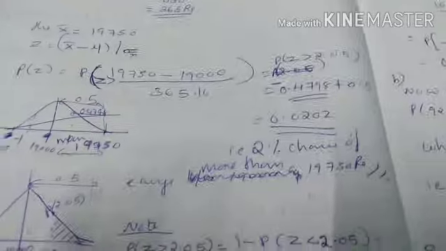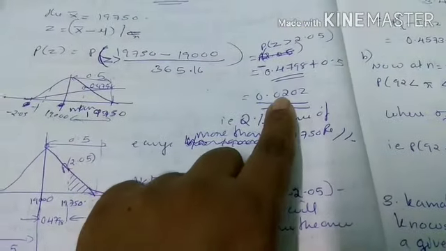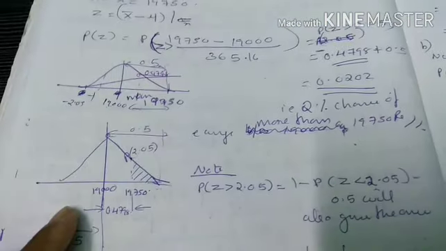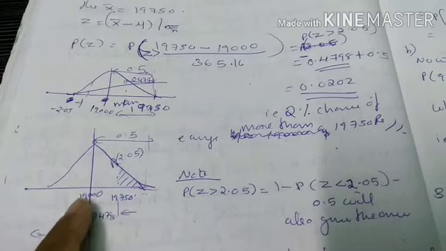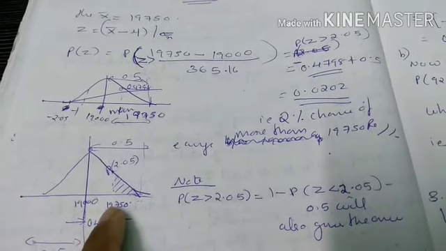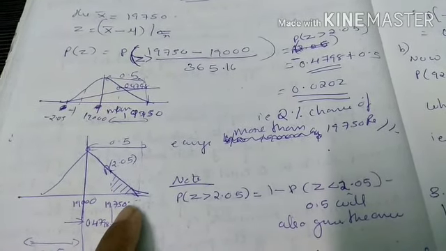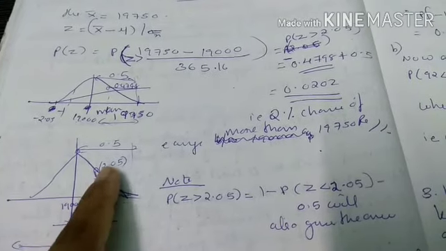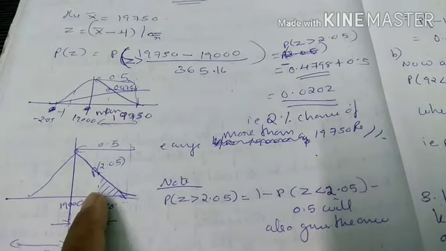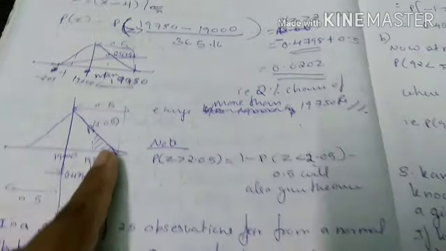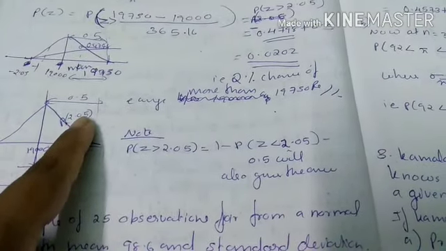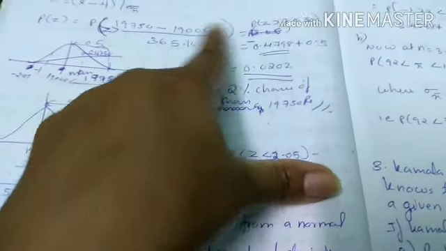Here we can check how we got the value 0.0202. For that, we first draw the graph like this. At z score 2.05, to the right of this, the value is greater than 19,750. So we have to find the probability that the earnings lie between this point and greater than this point, that is this shaded region. So we get P of z greater than this point, which is represented by the z score 2.05. This value is 2.05.